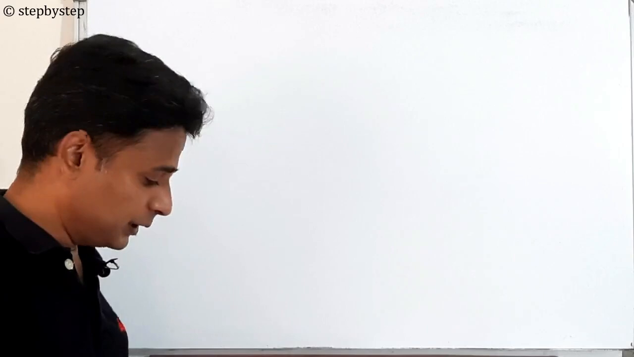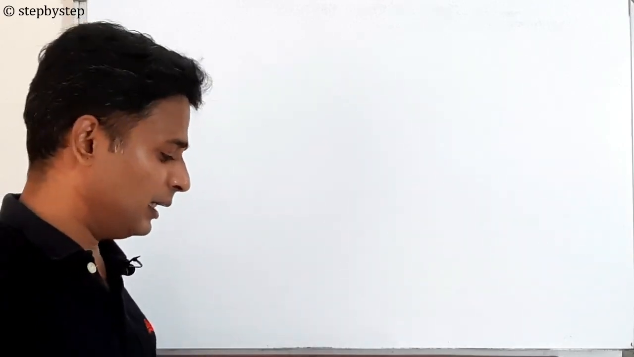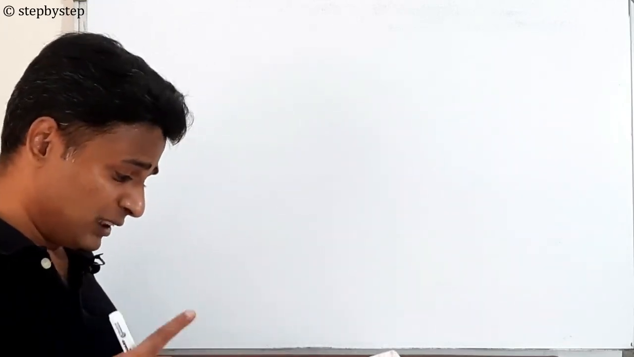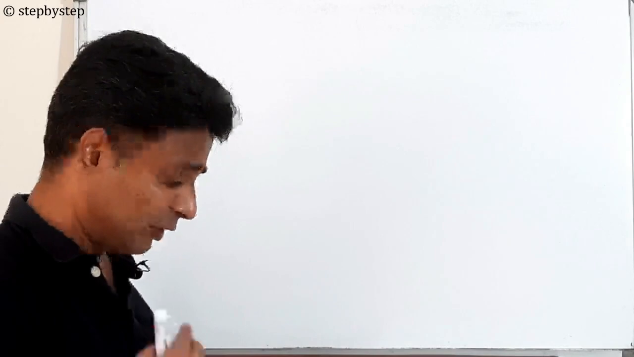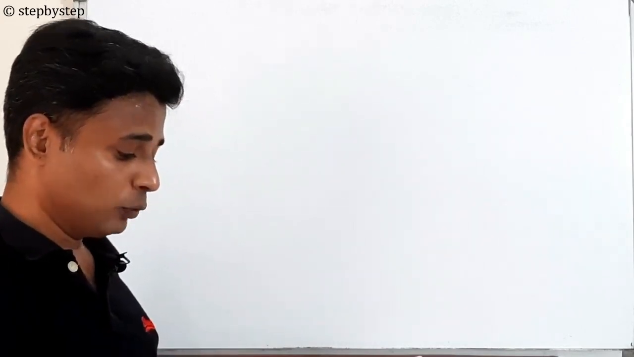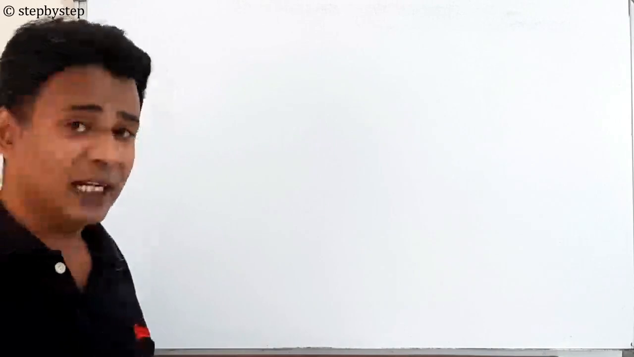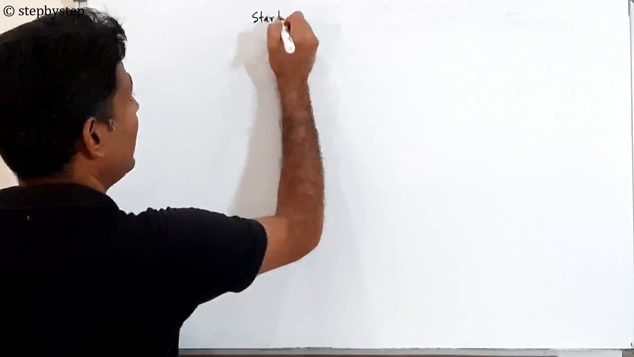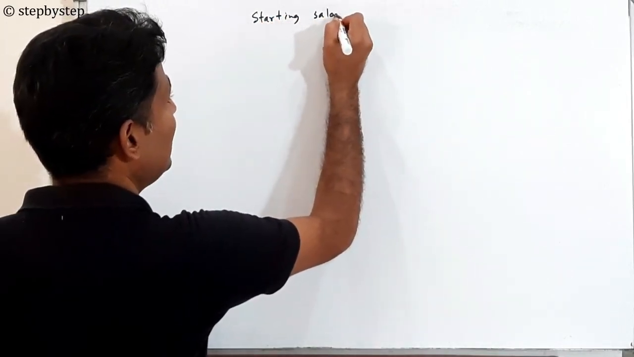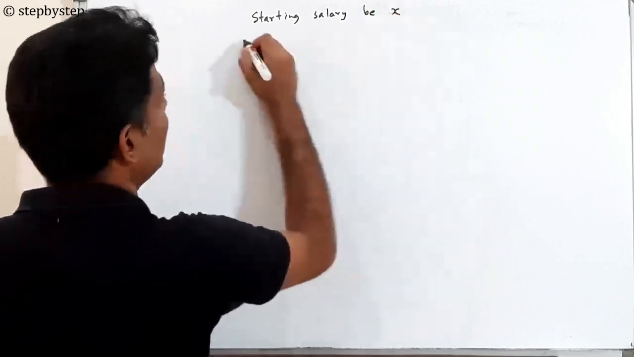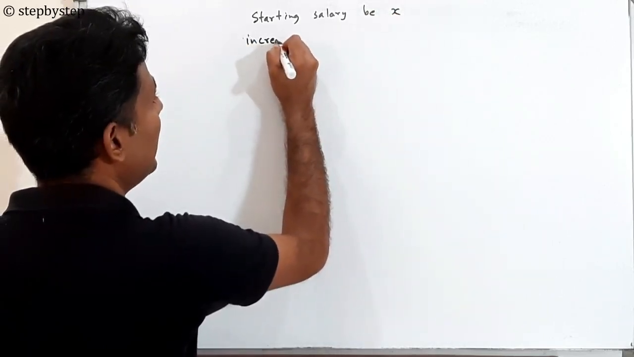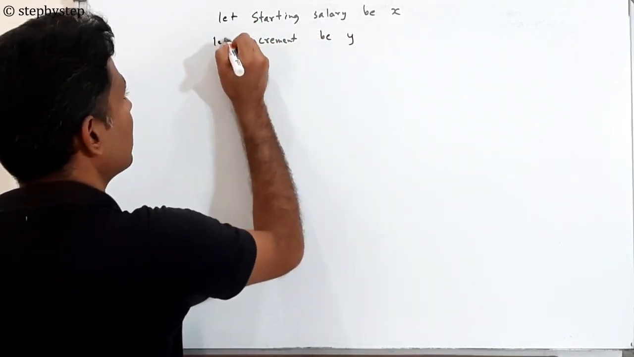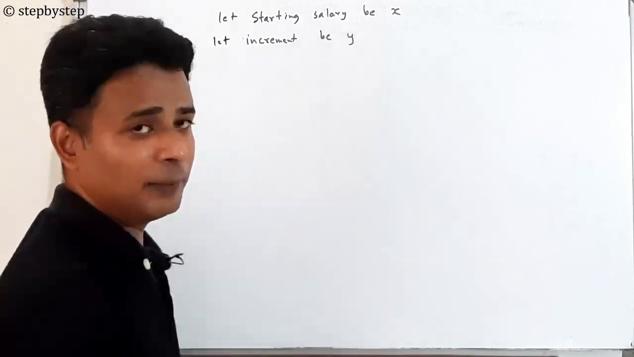Now the seventh question, a man starts his job with a certain monthly salary and earns a fixed increment every year. If his salary was 1500 after 4 years and 1800 after 10 years of service, what was his starting salary and what is the annual increment? So what have they asked? What is his starting salary? So let his starting salary be X and his annual increment be Y.